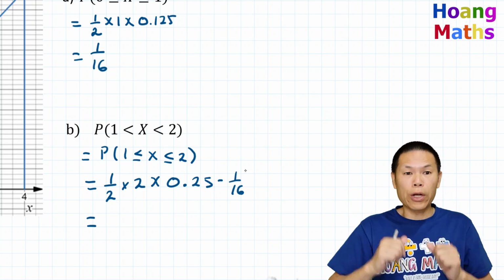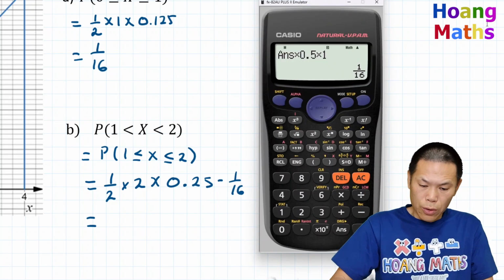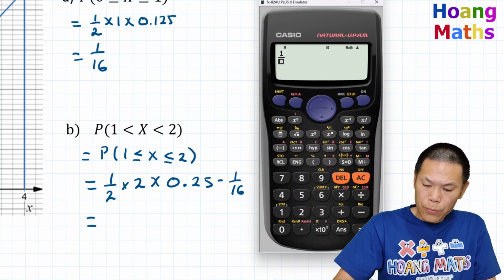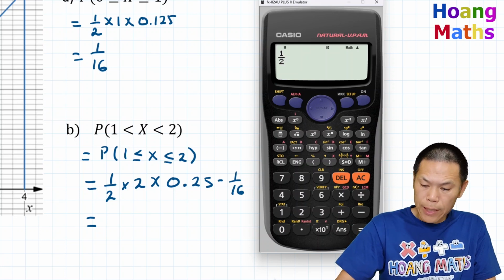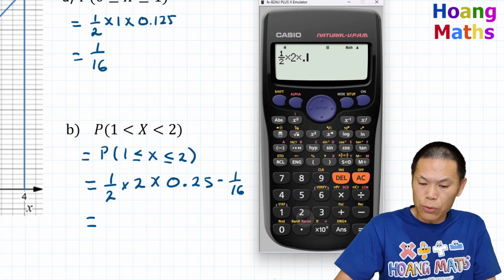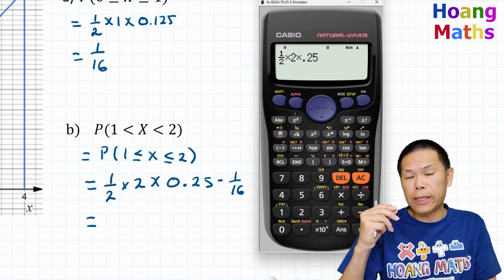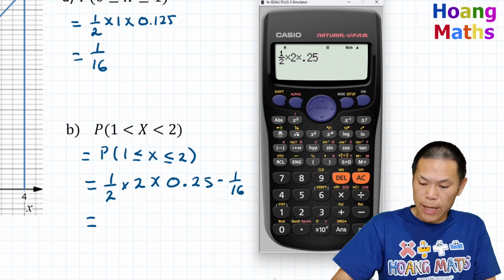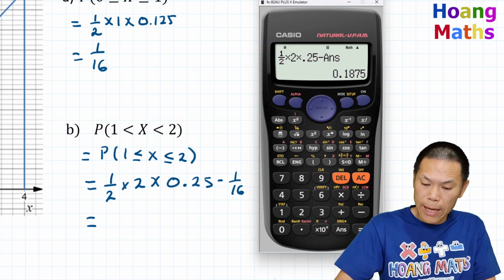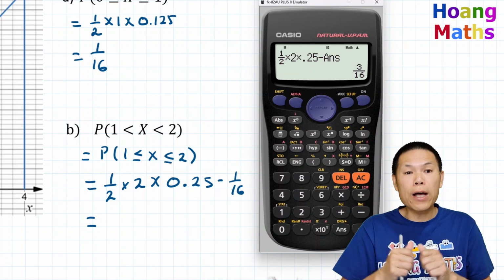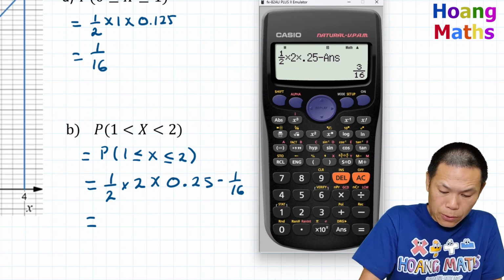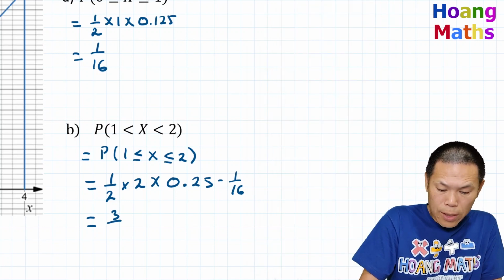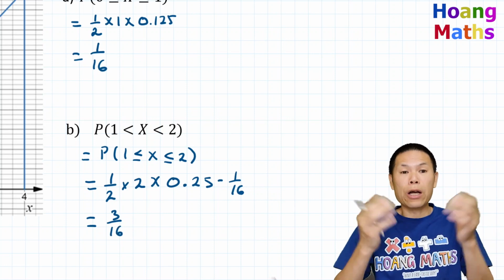Let's put it on the calculator. I just go 1 over 2, then times 2 times 0.25, and then we minus the answer, because the last one was 1 over 16. So we minus 1 over 16. There you go. I press the SD button. So 3 over 16. There you go, this is the answer.